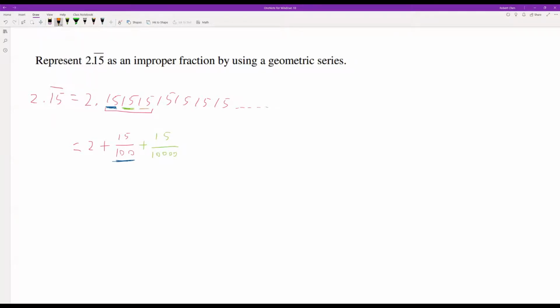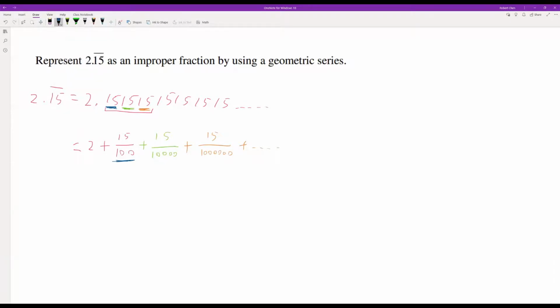And the third pair of 15 can be represented as 15 over 1 million, right? 6 zeros. Yep. And then we can move on, right? So the next thing is the numerator, we have the same thing. And then all that changes is the denominator, okay?